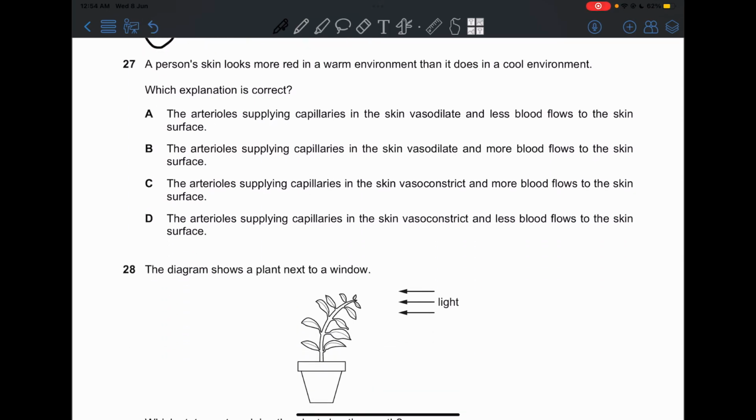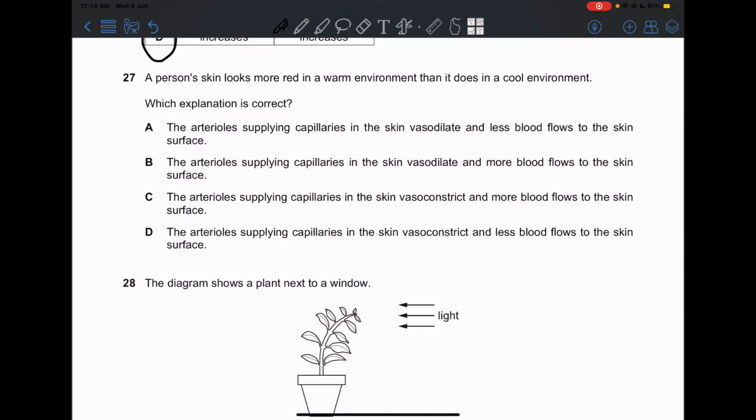27. A person's skin looks more red in a warm environment than it does in a cool environment. Which explanation is correct? Now we know in the hot environment there's going to be vasodilation, so there is going to be more blood flow to the skin, so the heat loss can occur. Now in the cool environment there is vasoconstriction, so the person will look more pale because there is no blood going there, so there's no heat loss. So let's read the options. The arterioles supplying the capillaries in the skin vasodilate and less blood flows to the skin surface. So this is not what we need in the hot environment.